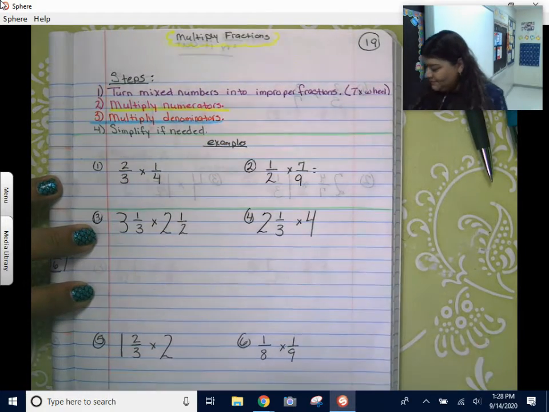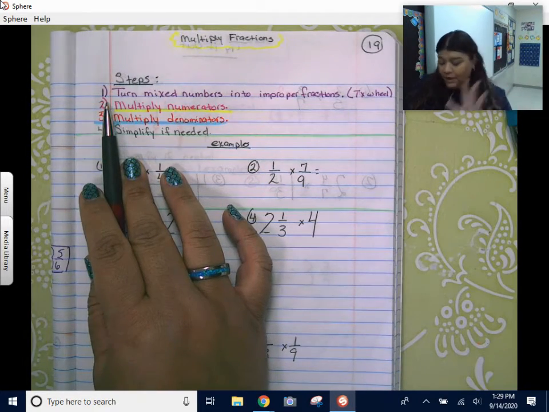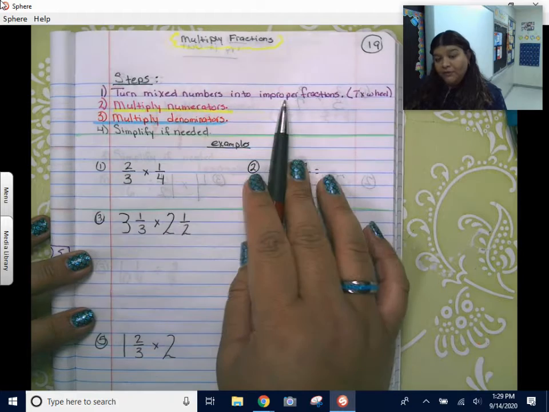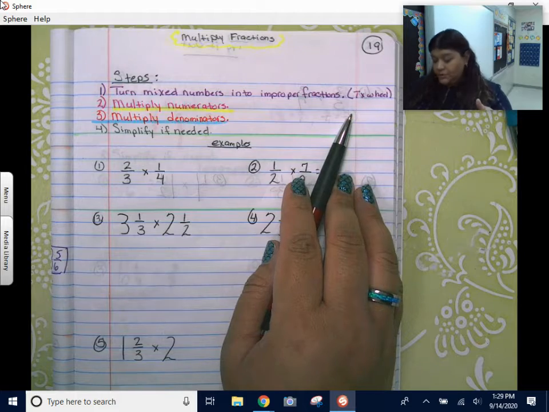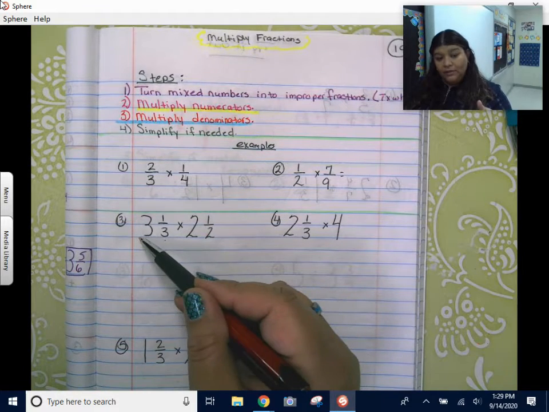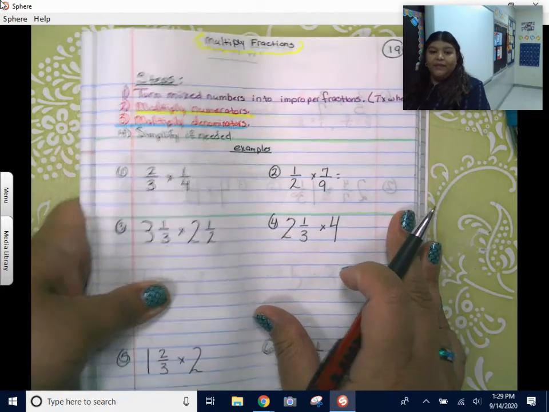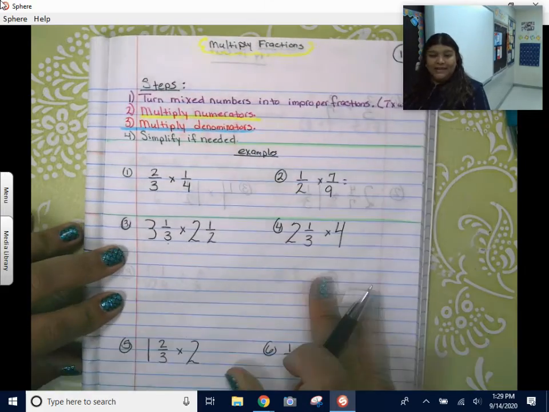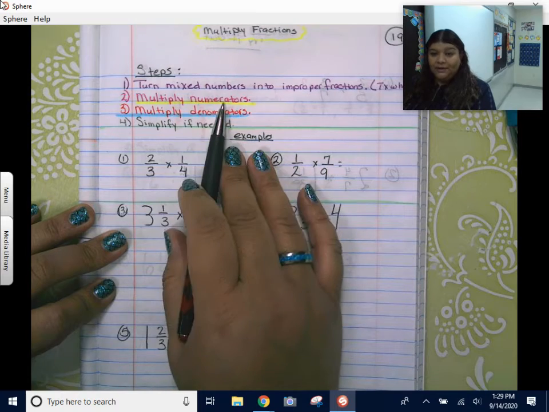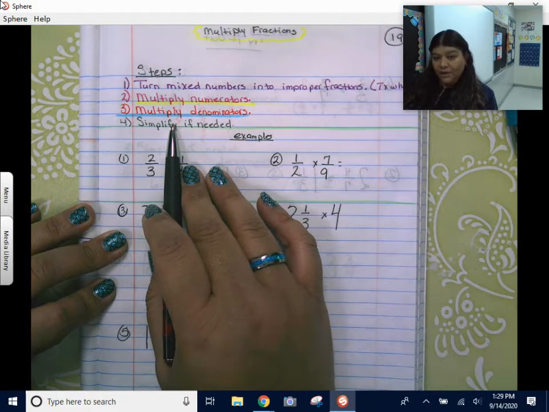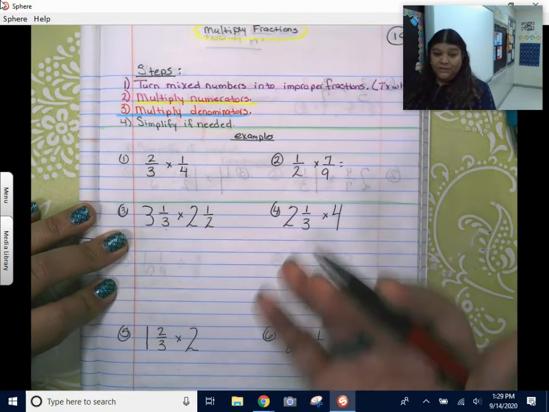Okay, so steps. Not too many steps, okay? The first step, we're not doing LCD, but you do have to turn any mixed number into an improper fraction. And if you remember, go back to your notes, it's the Texas wheel, okay? It's when you multiply your denominator times your whole number and add the numerator, okay? So we're going to be doing that, the Texas wheel. Then once you do that, it's really easy, really easy. You multiply your numerators. So it's numerator times numerator. And then you multiply the denominators, denominator times denominator. And then, of course, always the fourth step, simplify if you need to, okay?